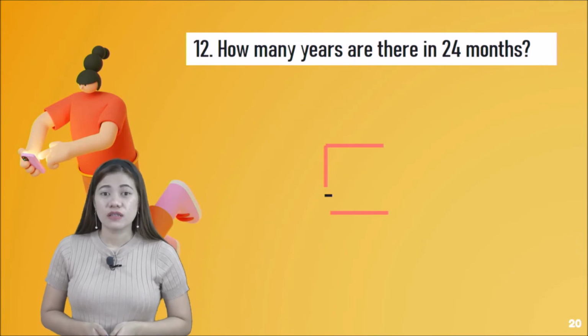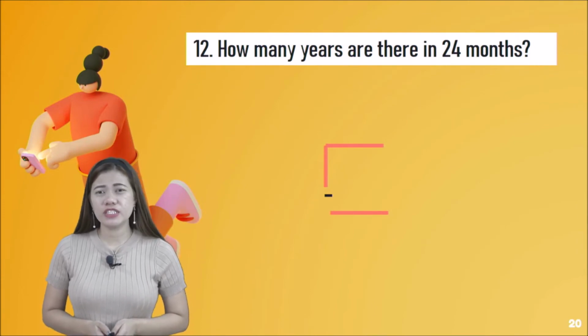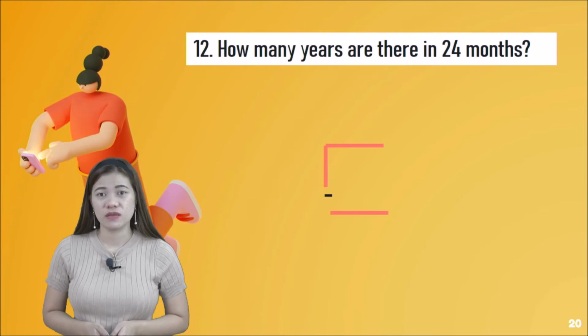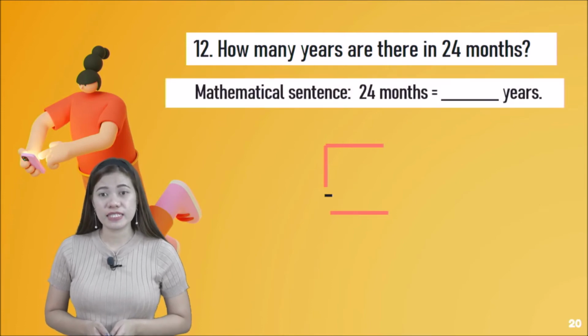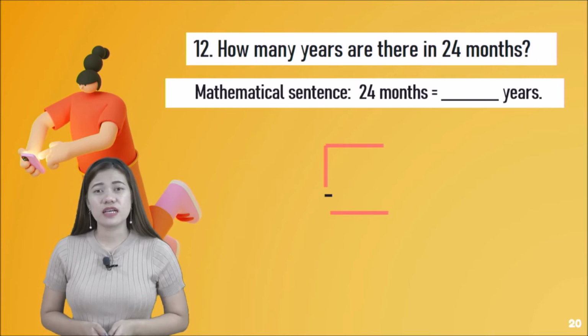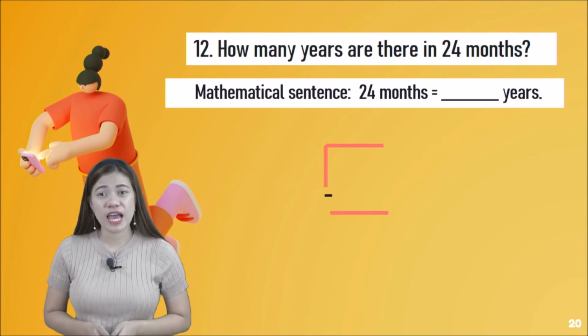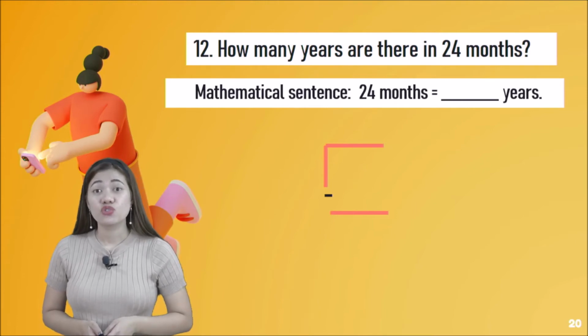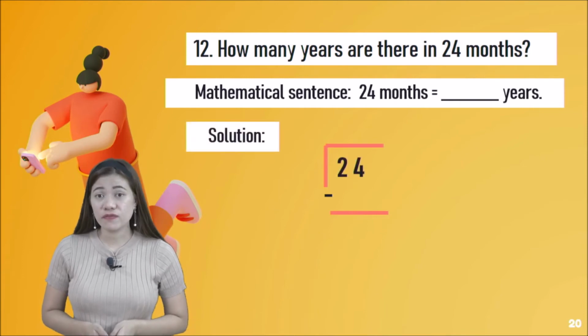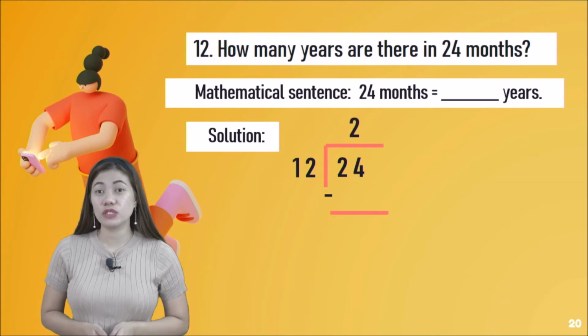Next, example number 12. How many years are there in 24 months? So here, our mathematical sentence, 24 months is equal to blank years. Kids, again, how many months do we have in 1 year? We have 12 months. So we will just divide 24 by 12. So 24 divided by 12 is equal to 2.